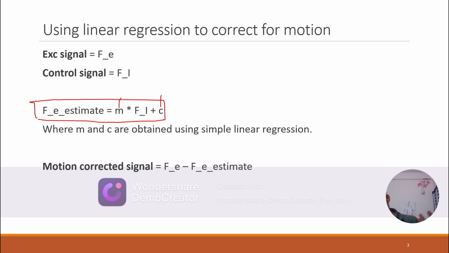So one criterion is, I will draw on my iPad. I'll stop recording from here.